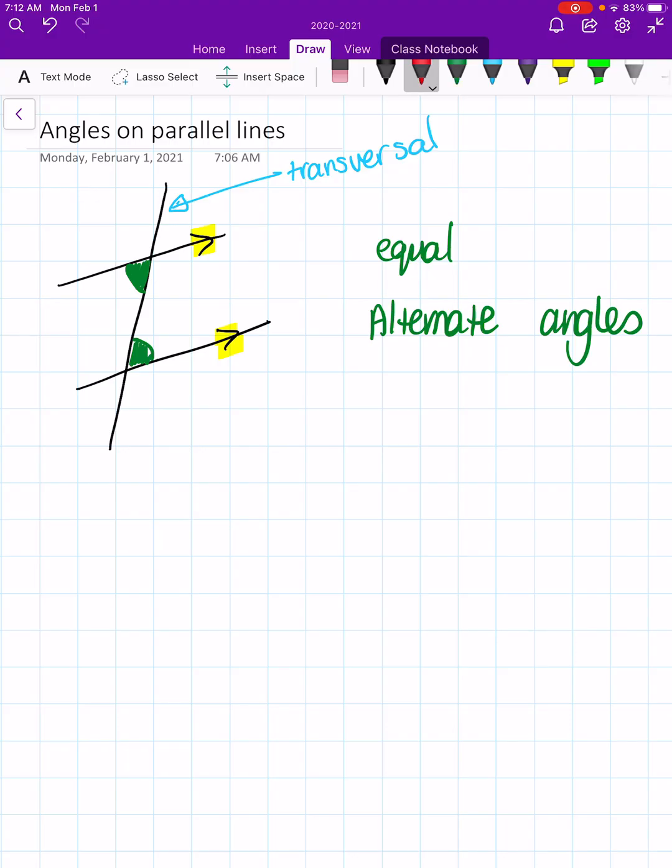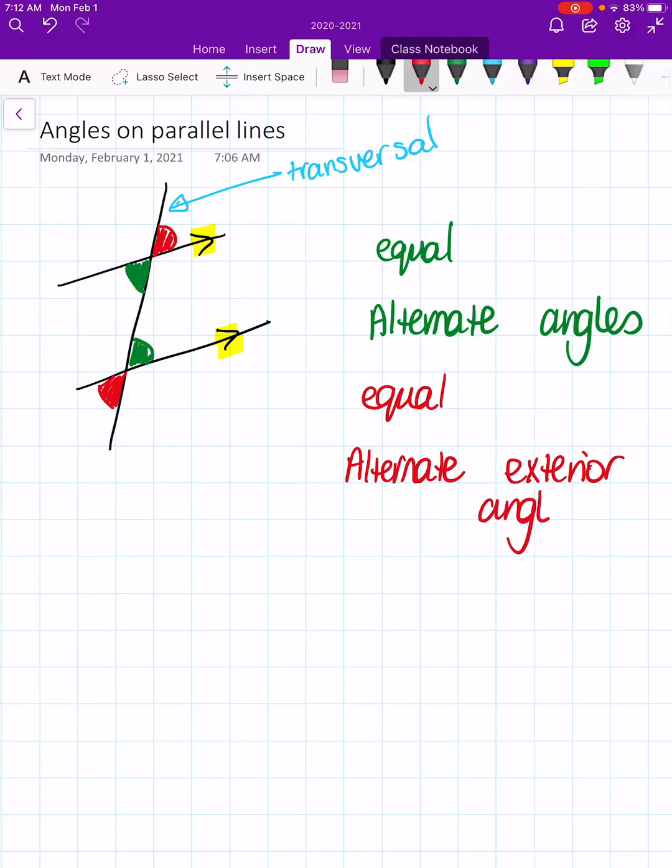What is also true then is that these angles here will be equal, okay? And these are also called alternate angles, but we make the distinction between the red and the green ones by having alternate exterior angles. Exterior means on the outside, okay? And the green ones would be called alternate interior angles, okay? Because they're on the inside of the parallel lines. Now, all of those angles will be equal to each other because we also use the fact that we have vertically opposite angles, okay?